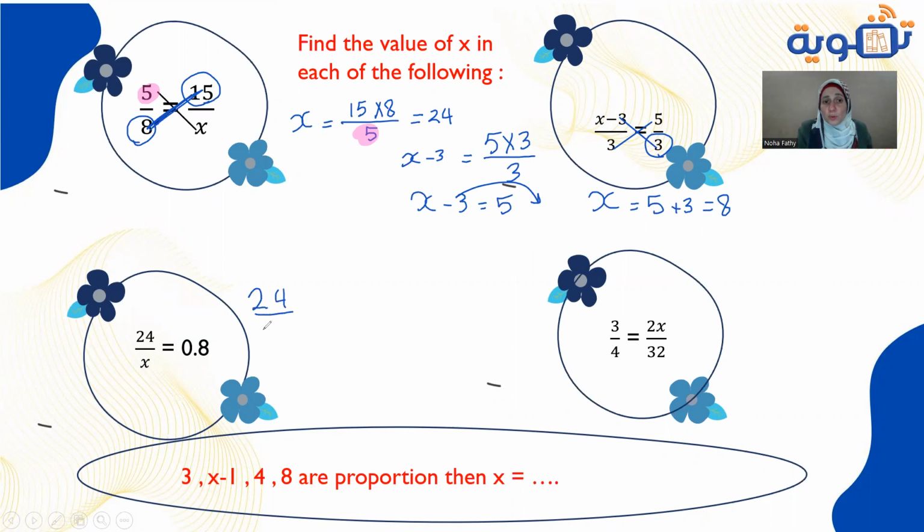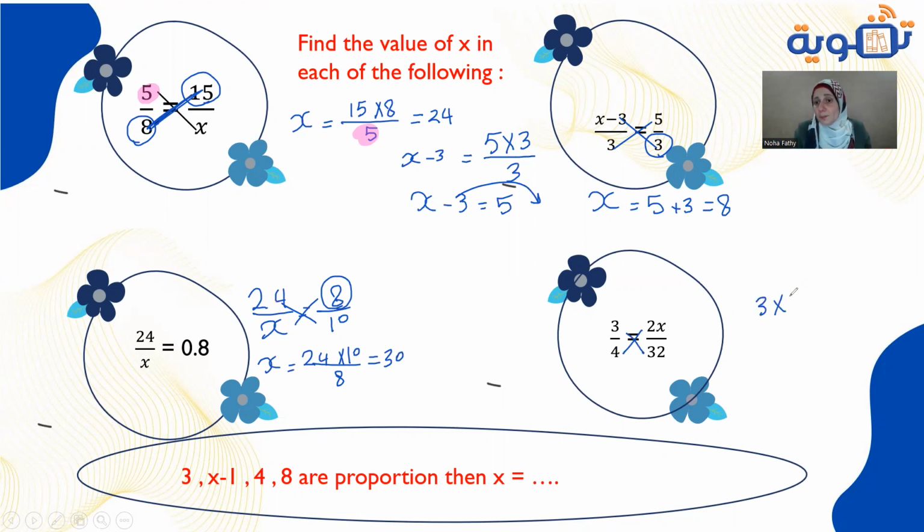Here, 24 over x equals 0.8. It means 24 over x equals 8/10. Then make cross multiplication. So 24 times 10 divided by the number opposite to x. So divide by 8. Here equals 30. x equals 30.